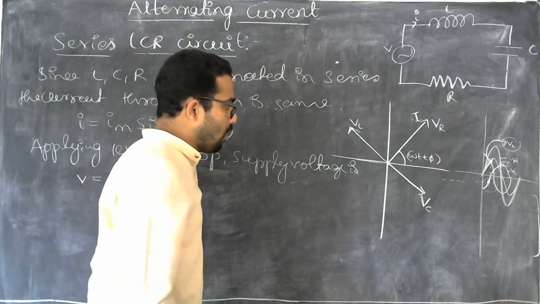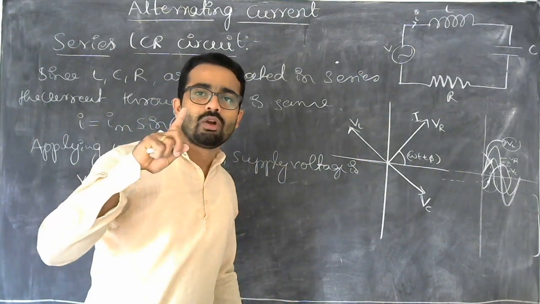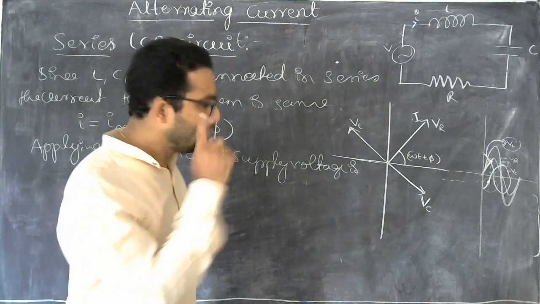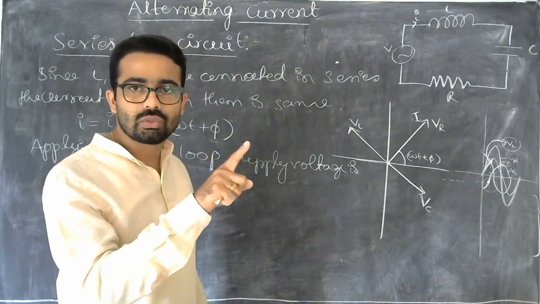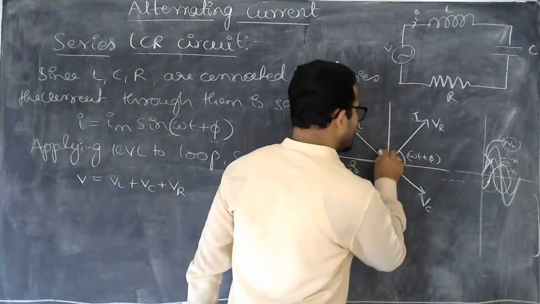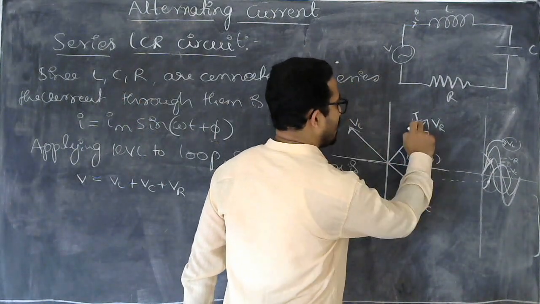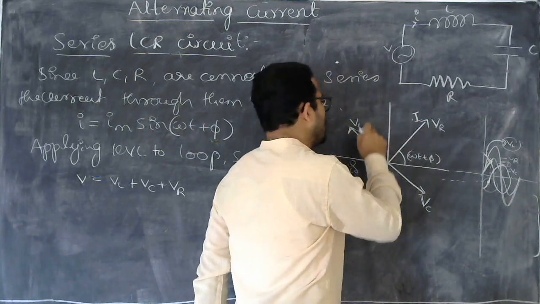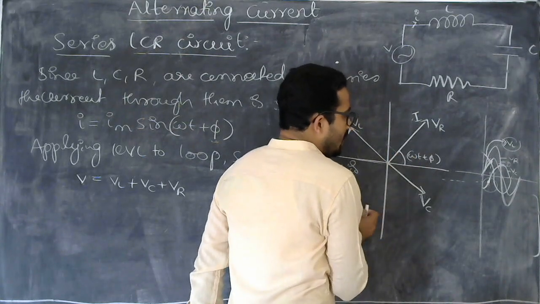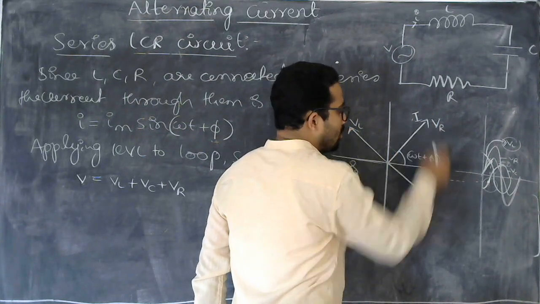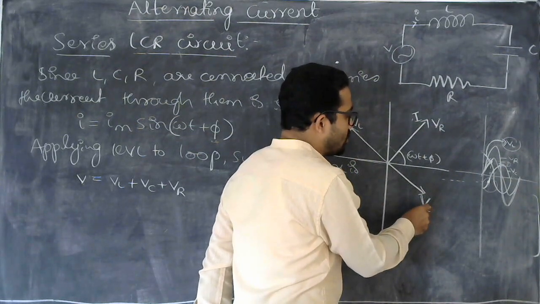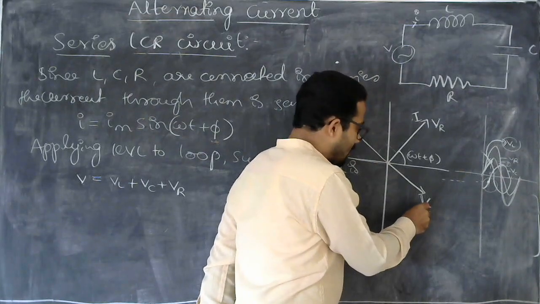Because when a capacitor is connected to an AC circuit, there is a phase difference of pi by 2. When an inductor is connected to an AC circuit, there is also a phase difference of pi by 2. See here, this is the pi by 2 phase difference between the inductor voltage and the current. Similarly, there is a phase difference between current and voltage across a capacitor. This is the maximum voltage of the capacitive circuit.